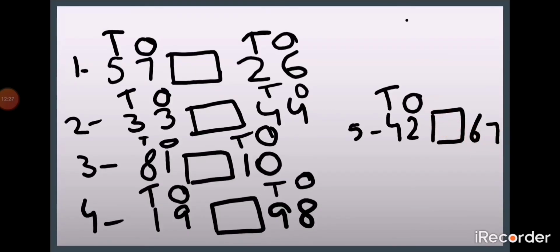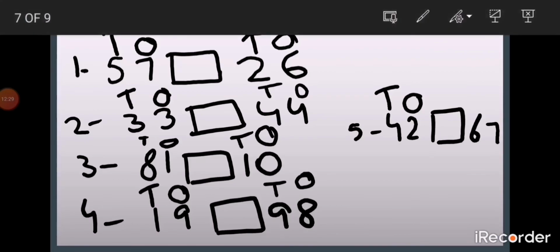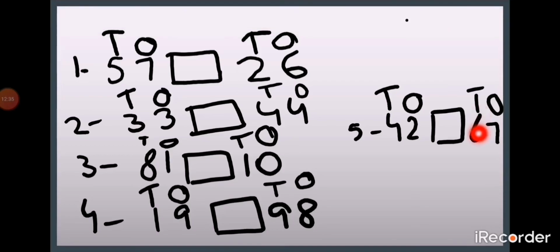The right side digit is 7. So I am putting O for ones. The next digit is 6. I am putting T for tens. So in this number 67, there are 7 ones and 6 tens.